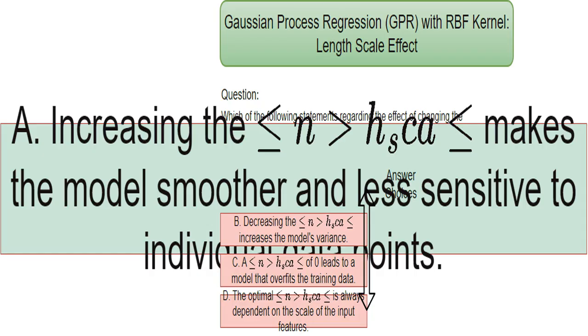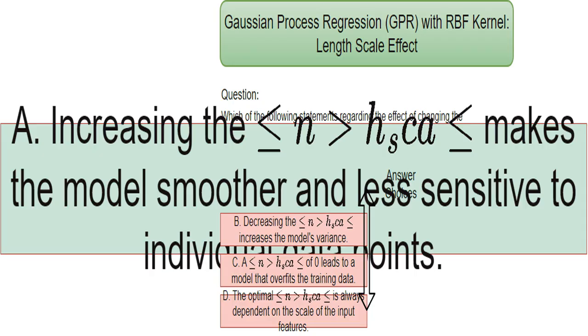I'm asking you to identify the correct statements about how changing the length_scale parameter in a Gaussian process regression model with an RBF kernel affects the model's behavior. This is all about understanding how this parameter controls the model's smoothness and how it reacts to individual data points. This statement is correct. Increasing the length scale means that points farther apart will still influence each other significantly.